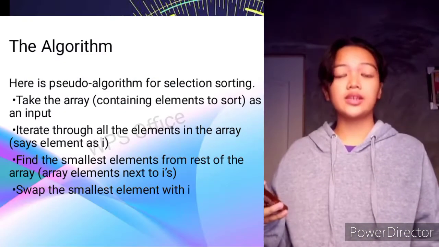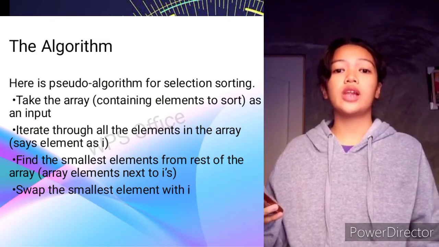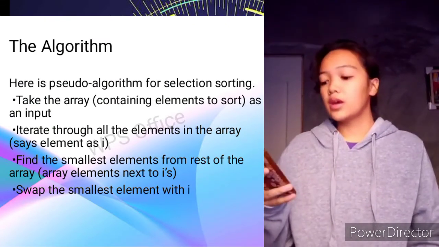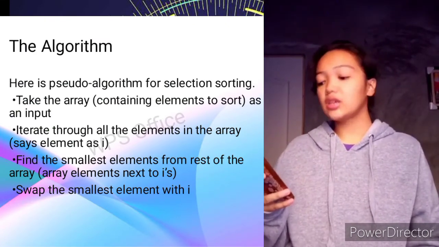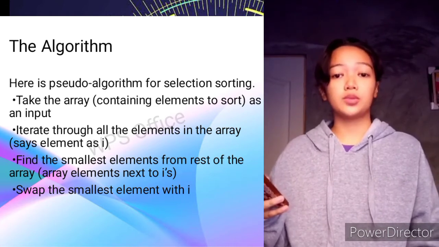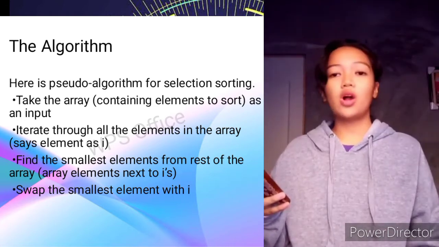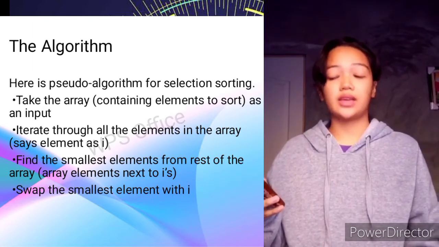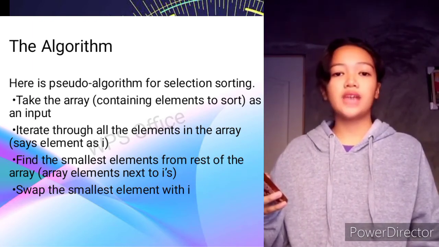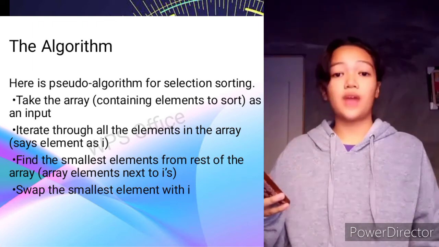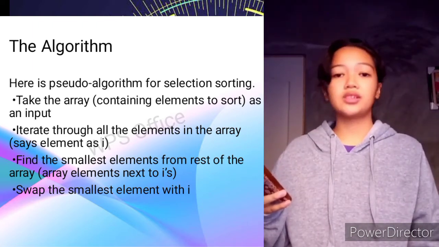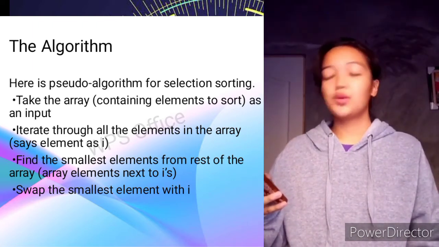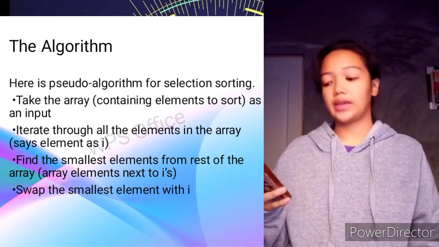Algorithm. Here is the pseudo algorithm for selection sorting. Take the array containing the elements to sort as input. Iterate through all the elements in the array. Call the current element i. Find the smallest element from the rest of the array, the array elements next to i. Swap the smallest element with i.